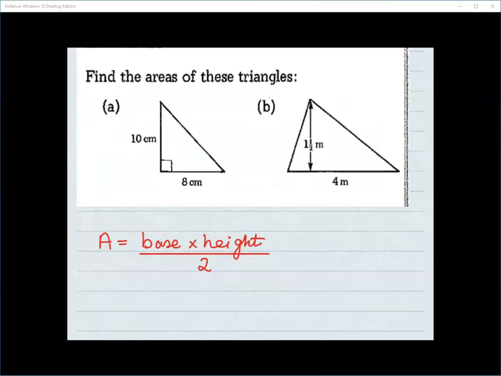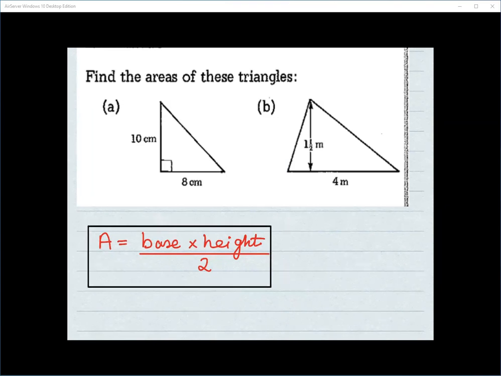Okay, everybody copy that down, please, into your books. Put it into a box, highlight it. This is the key formula for today's session. Okay, area equals base times by height divided by 2.